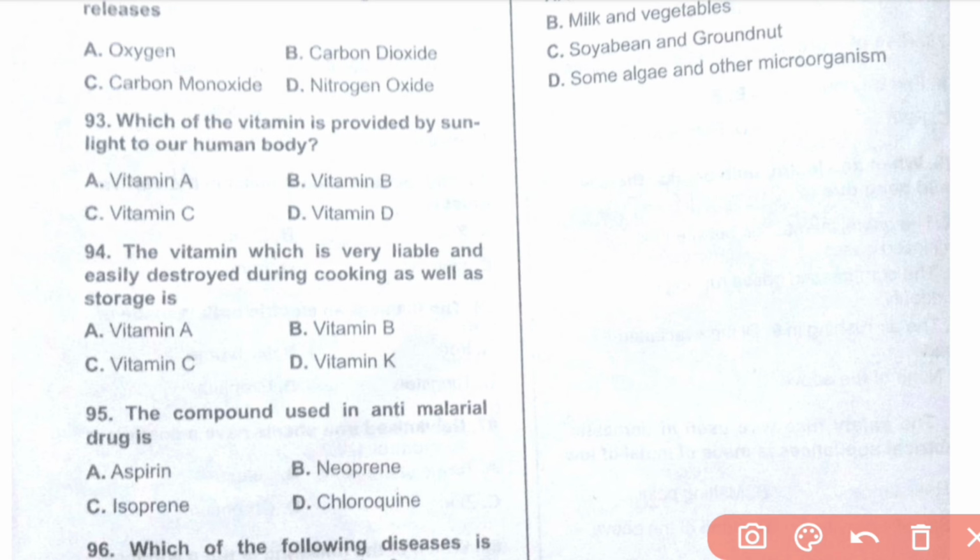Which vitamin is provided by sunlight? Sunlight is D, vitamin D. 94. The vitamin which is very labile and easily destroyed during cooking as well as storage is vitamin C. The compound used in anti-malarial drug is chloroquine. D. 95, D.